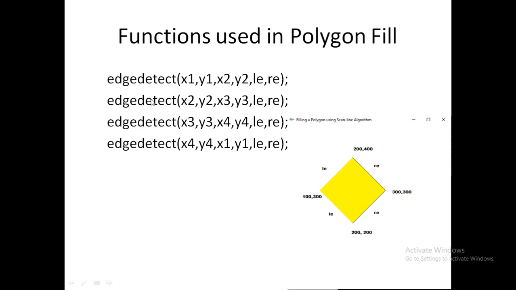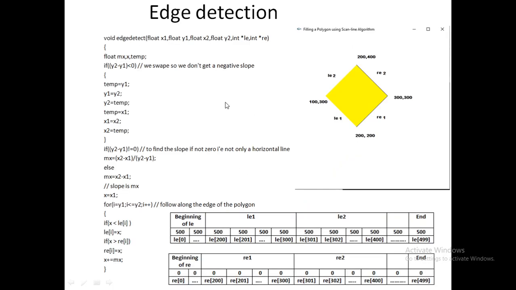So we should call the edge detect function 4 times, and we are passing the parameters. For the first edge, you see this is x1 y1 to x2 y2. So those values are passed. Like that, all 4 vertices are passed along with the same arrays, the LE array and RE array. Only the same arrays are passed along with all edges.